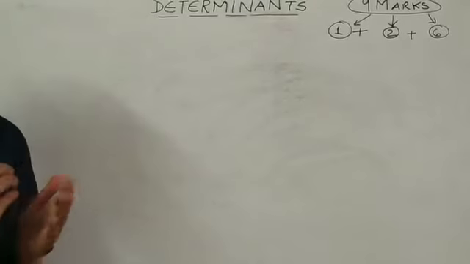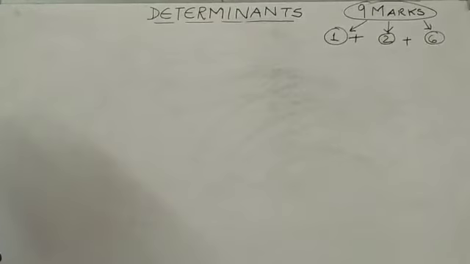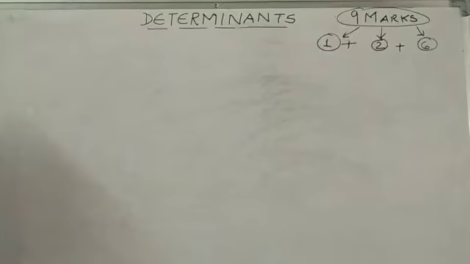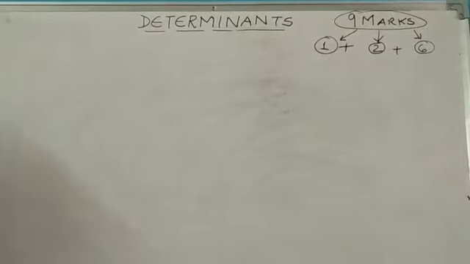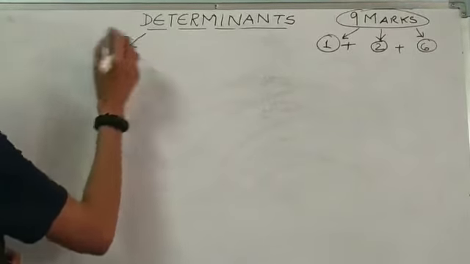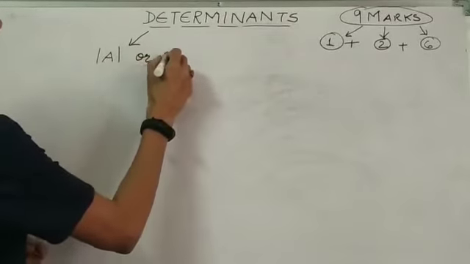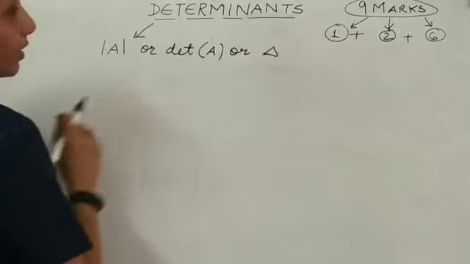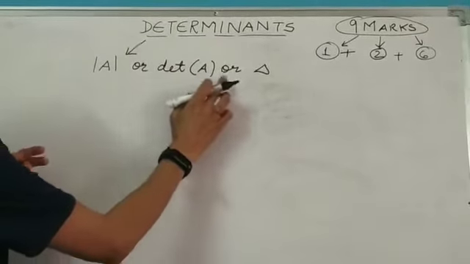Children, every square matrix can be associated with a number. That number is known as the determinant of the given matrix. This number can be real or a complex number. Now, determinants can be represented with this sign, or with this sign, or represented with del. This is two standing lines of determinant, or determinant of A, or del.